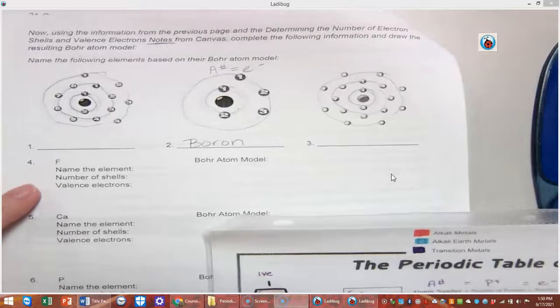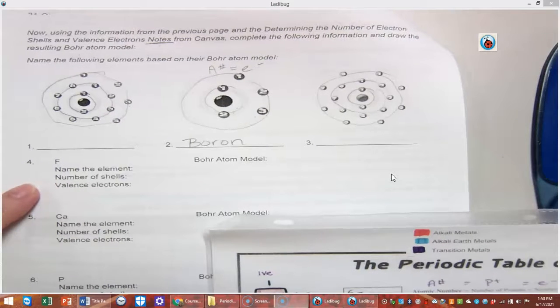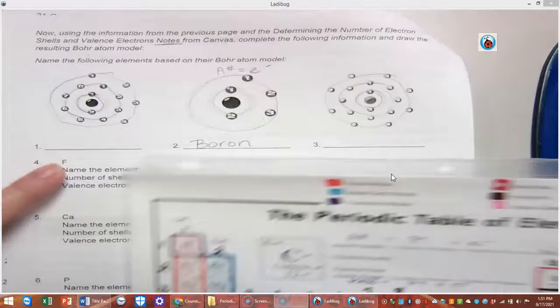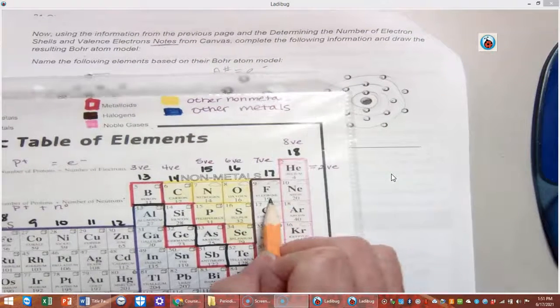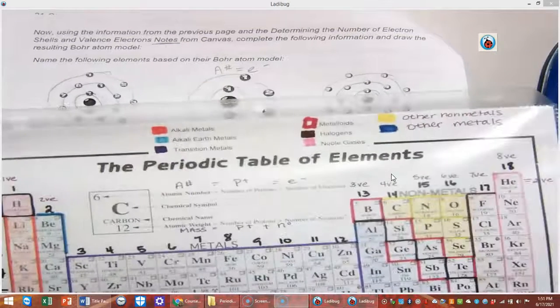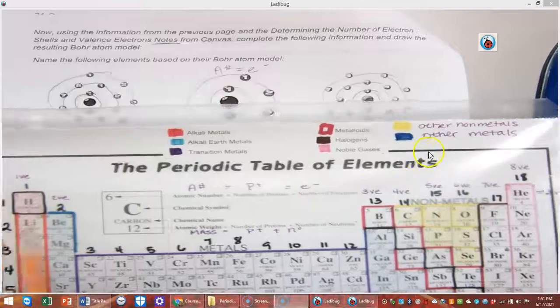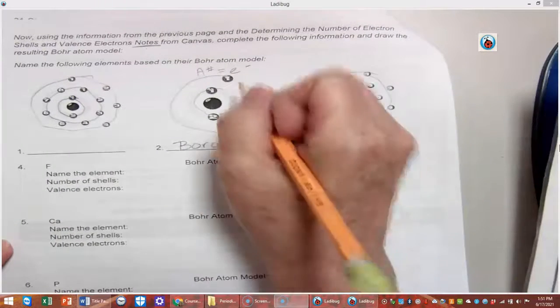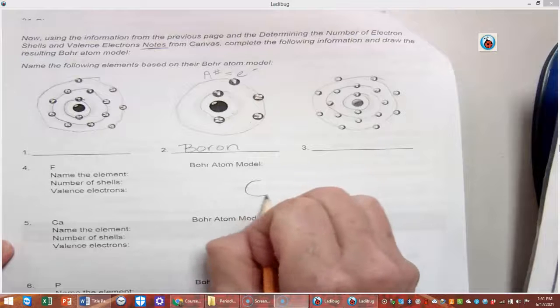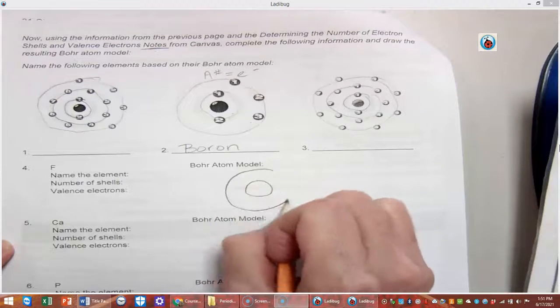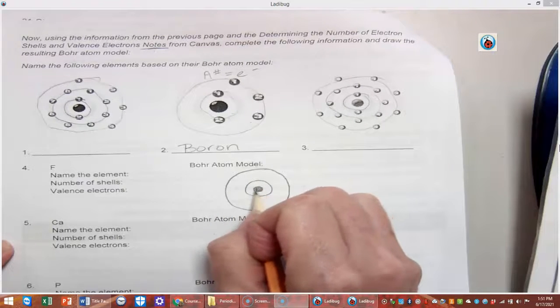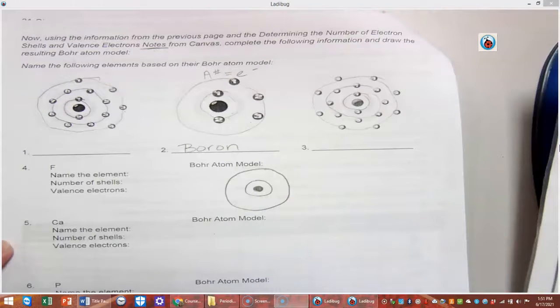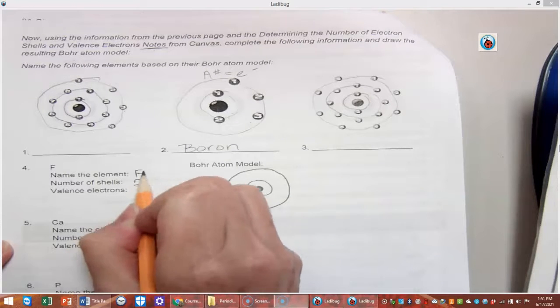All right, like here, let's look down here. We're going to name the element, number of shells, and valence electrons. Okay, so F, find that fluorine, right? So he is in electron level 2 or period 2, so he has 2 shells. So when you go to draw one of these, you're going to draw 2, and I'm just going to put my nucleus here, right? So number of shells would be 2. We've got fluorine.